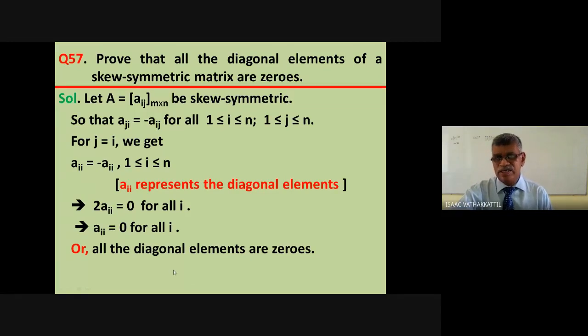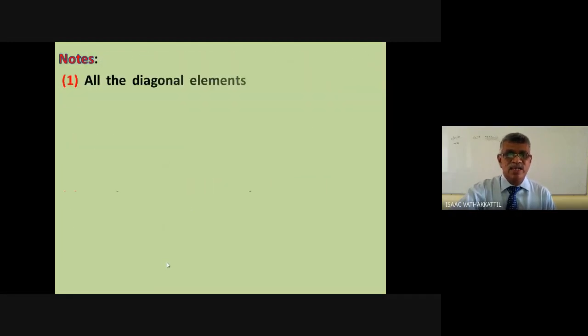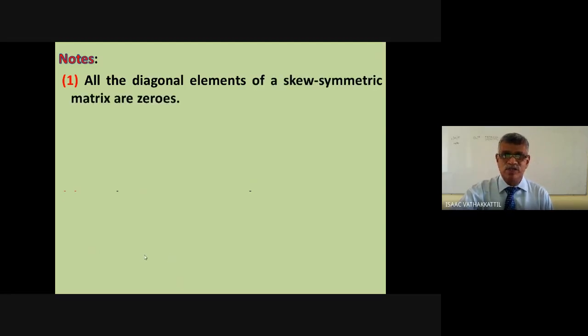It's not necessary that if diagonal elements are zeros, it is a skew symmetric matrix. But in a skew symmetric matrix, it is true that all the diagonal elements are zero. Okay, agreed? Well, let's understand a few points here. All the diagonal elements of a skew symmetric matrix are zeros.